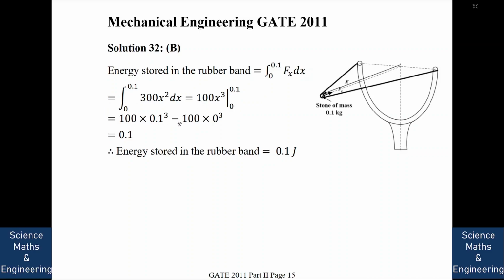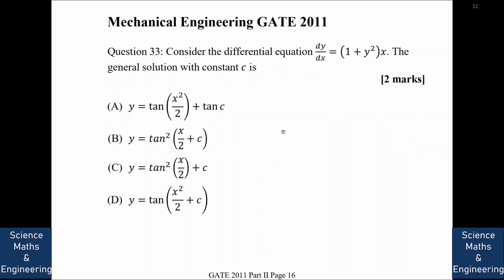So 100 into 0.1 whole cube minus 100 into 0 cube. So it is 0.1. So the energy stored in the rubber band would be equal to 0.1 joule. Okay. So we'll go to the next question.